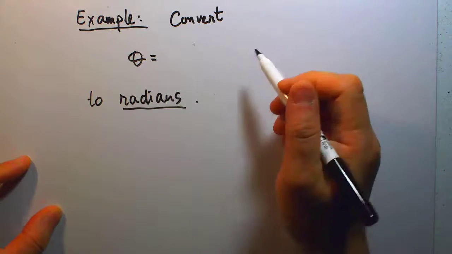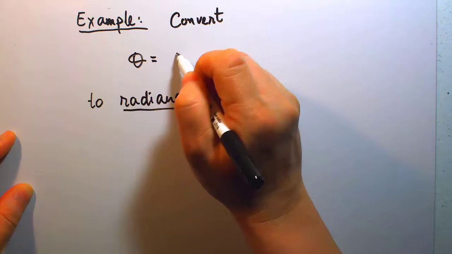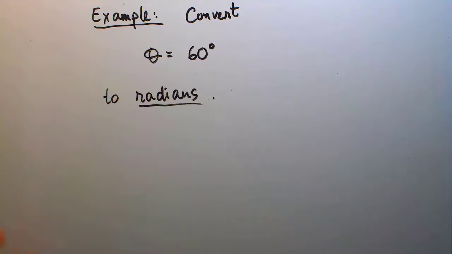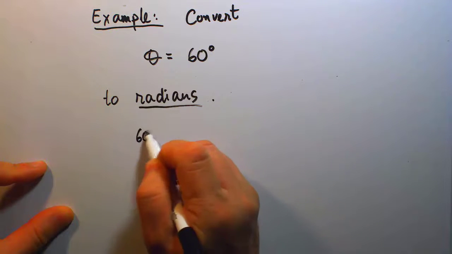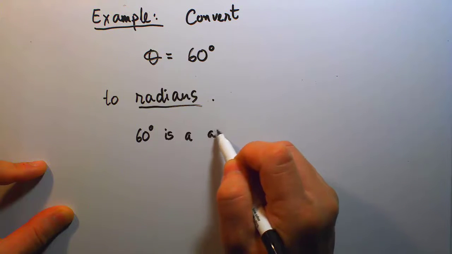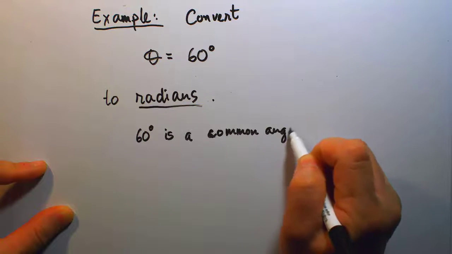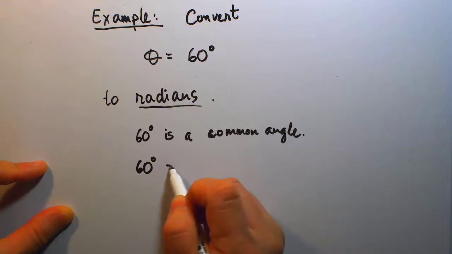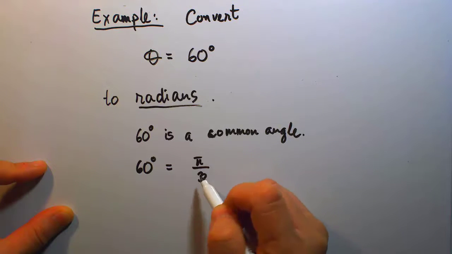As a different example, let's convert 60 degrees angle to radians. So notice that 60 degrees is a common angle. In that way we can easily find out that 60 degrees is the pi over 3 angle.